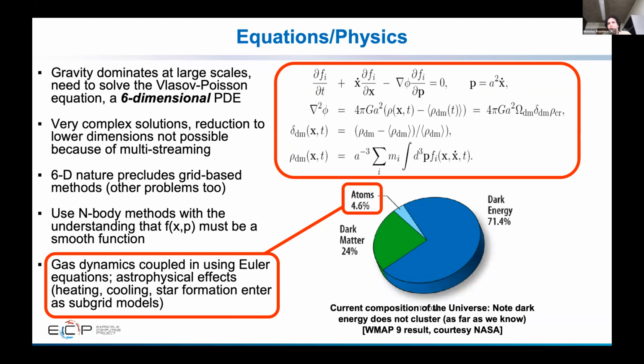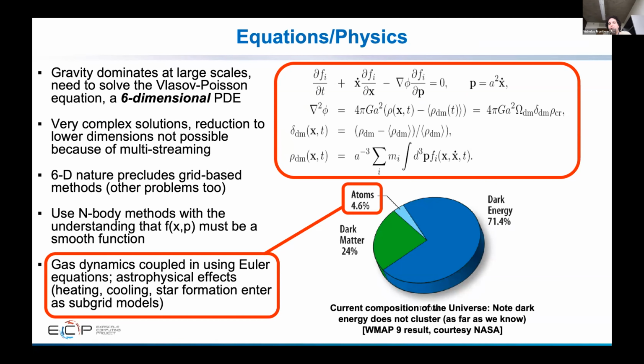So a majority of the universe, the majority of the matter in the universe, is what's called dark matter. And for the most part, we think it basically only feels gravitational forces. And so as a fluid, it'll obey the Vlasov-Poisson equation, which for those of you who are plasma physicists will recognize this equation instantly. And essentially it's a 6-dimensional PDE plus 1 dimension for time.